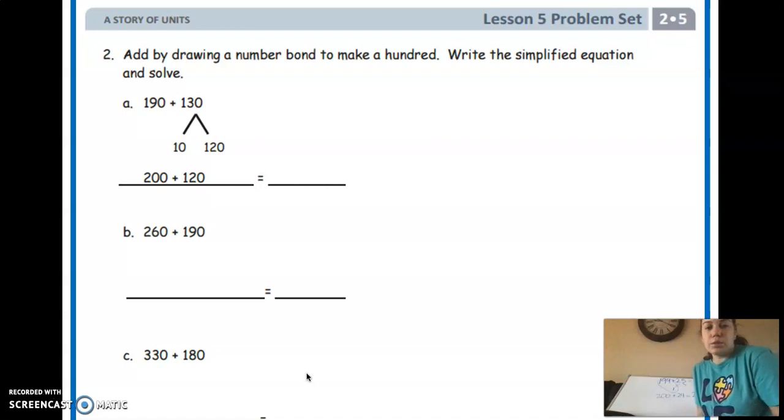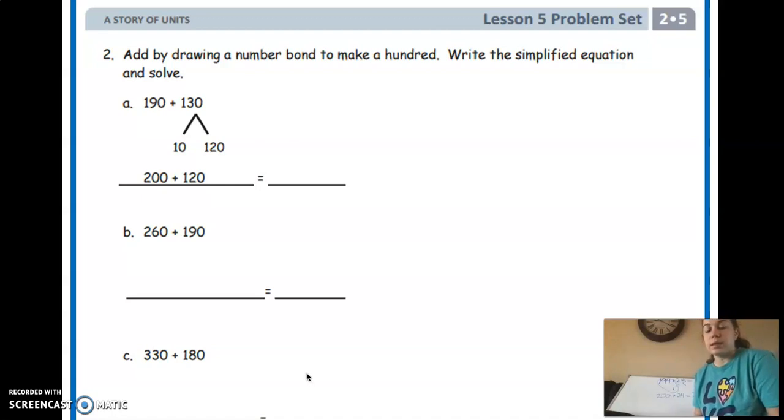Now, number 2, add by drawing a number bond to make 100. Write the simplified equation and solve. So this is what we did just now. So you have 190 plus 130. They needed 10 more to get from 190 to 200, so they took a 10 out. That became 200, and then only 120 was left. So now you add 200 plus 120, and then you have to figure out your answer. If you need to use a place value chart to help you, that's totally fine. It's a good strategy to use.